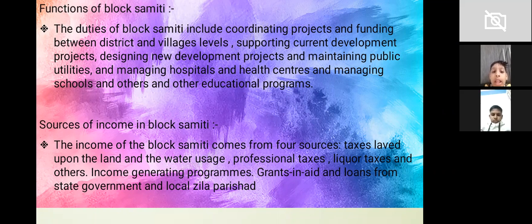Sources of income in Block Samiti. The income of Block Samiti comes from four sources: tax levied upon the land and water usage, provisional taxes, and others; income generating programs; grants in aid and loans from state government and local Jilla Parishad.